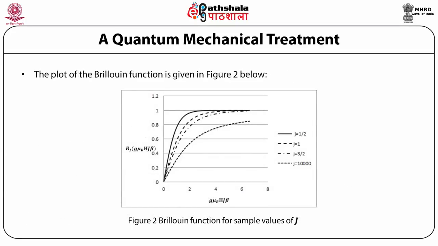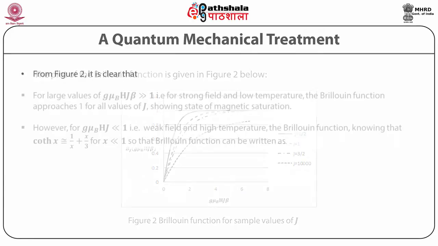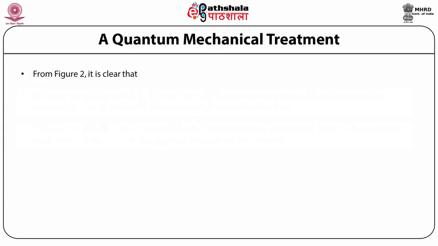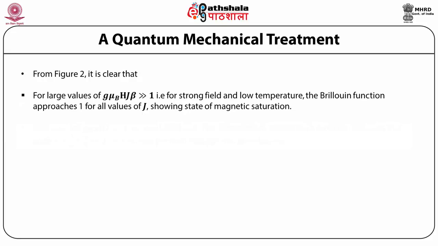The plot of the Brillouin function is given in figure 2 below. From figure 2, it is clear that for large values of g μ_B H J β, very much greater than 1, that is, for strong field and low temperature, the Brillouin function approaches 1 for all values of J, showing a state of magnetic saturation.